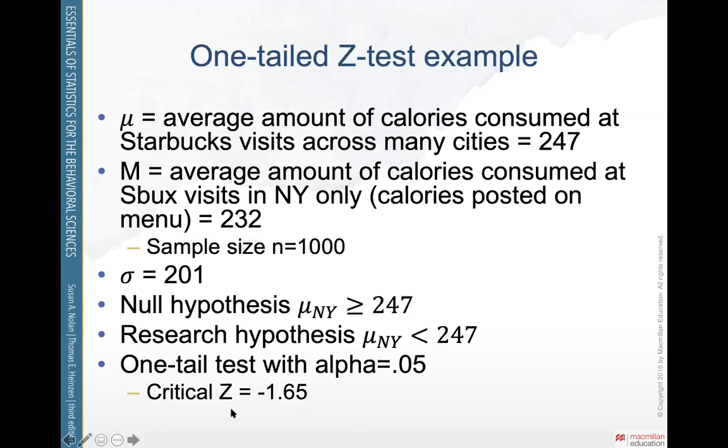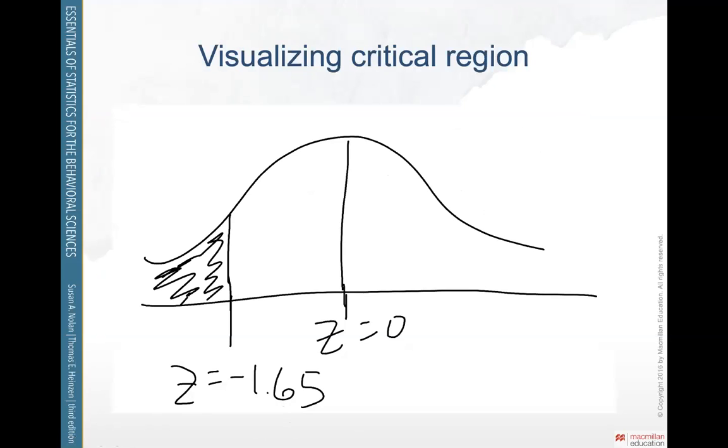The percentile for this is 5%. 5% of the area is to the left of this Z-score of negative 1.65. The question we have is, when we convert this score, 232 calories, to a Z-score, is it going to fall into our critical region? I had to draw this one by hand. Here's the critical region for this hypothesis test.